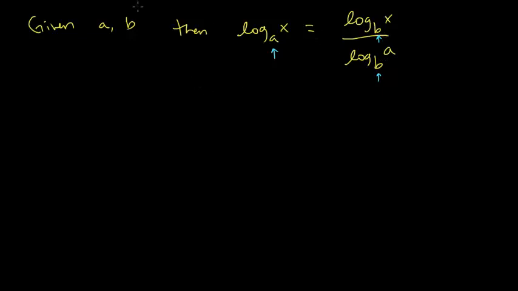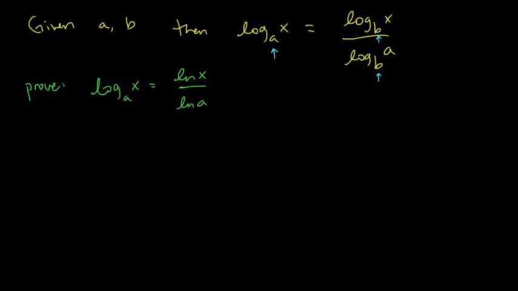Now, to prove this statement, I'm actually going to make a small change. Instead of the letter b, I'm going to use the natural log, because that makes it a little easier for me to write, and I think also in the end a little easier to keep track of. So what I'm going to prove is that the log base a of x is equal to the natural log of x divided by the natural log of a.